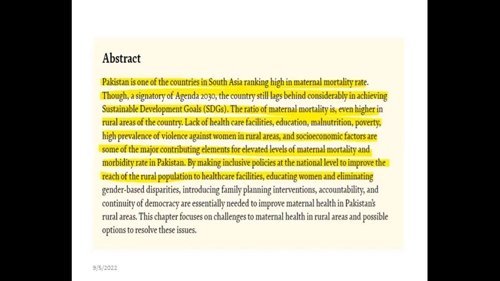The lack of healthcare facilities, education, malnutrition, poverty, high prevalence of violence against women in rural areas, and socioeconomic factors are major contributing elements for the elevated level of maternal mortality and morbidity in Pakistan. According to this article, inclusive policies at the national level to improve the reach of rural health, including educating women, eliminating gender-based disparities, introducing family planning interventions, accountability, and continuity of democracy, are essentially needed to improve maternal health in Pakistan.